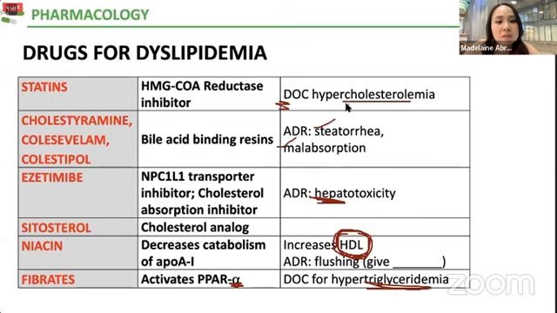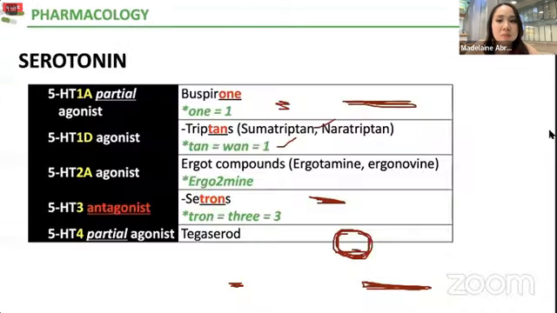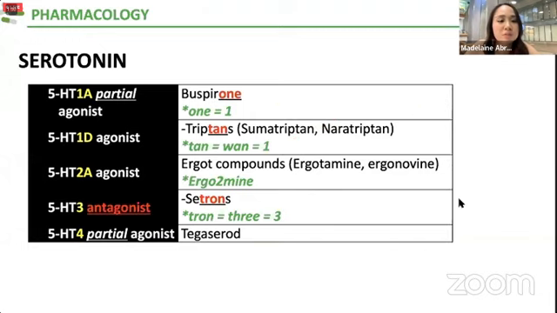Recap: pag cholesterol mataas, gamot, statin. Pag HDL mababa, gamot, niacin. Pag triglycerides ay mataas, gamot, fibrates. Okay? So remember these basic concepts. So let's move to the drugs acting on smooth muscles. Gusto ko lang emphasize here.